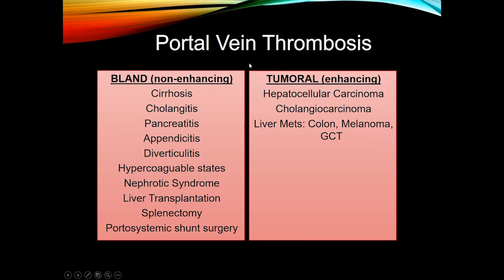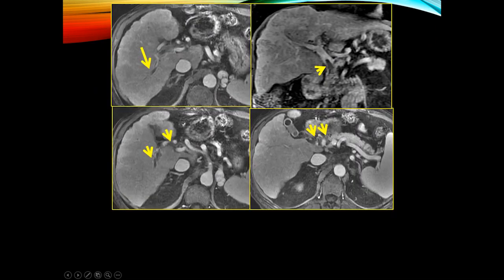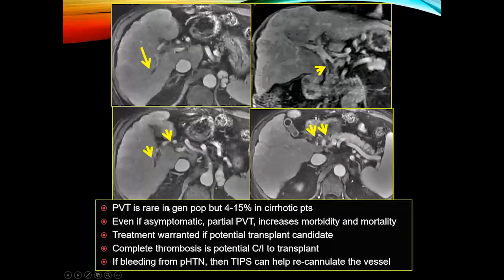Portal vein thrombosis is important to recognize. As we just discussed, it can be a bland, non-enhancing thrombus or tumoral thrombus in the context of these malignancies. Here's a cirrhotic patient who has filling defects within the right portal vein branches and in the main portal vein. There are actual collaterals present, and this is bland thrombus within the cirrhotic patient.